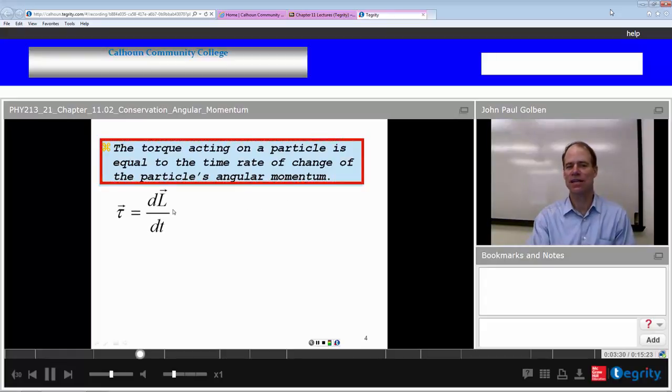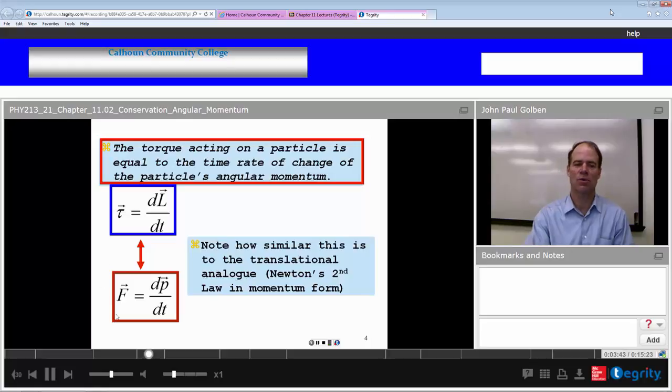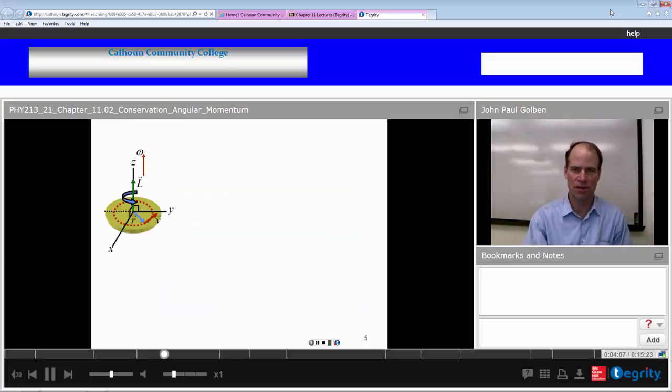So the change of the angular momentum with respect to time, the rate of change of that, is equal to the torque, just like the rate of change of momentum with respect to time is equal to the force. In other words, this is Newton's second law in momentum form, and this is Newton's second law in angular momentum form. How about that? So we're still making our analogy between linear motion and rotational motion, and all the equations seem to be of the same kind of form. We just have different variables.